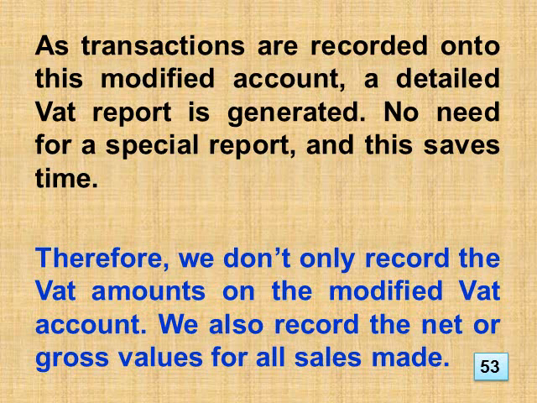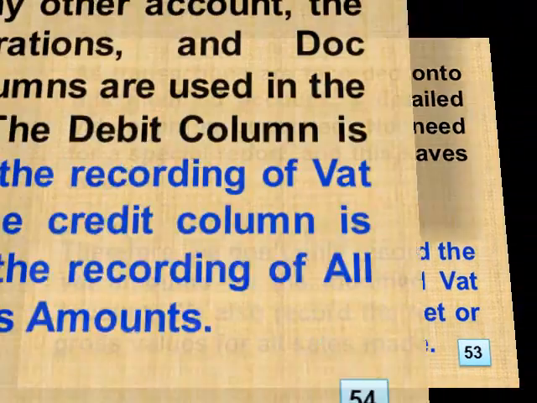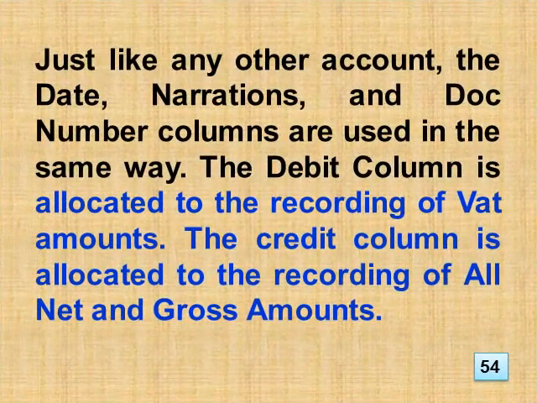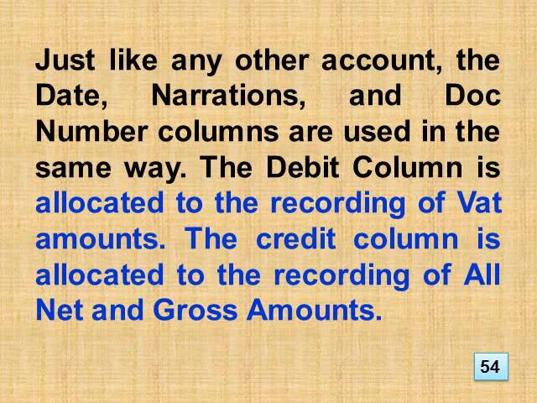Therefore, we not only record the VAT amounts on the modified VAT account, we also record the net or gross values for all sales made. Just like any other account, the date, narrations, and doc number columns are used in the same way. The debit column is allocated to the recording of VAT amounts. The credit column is allocated to the recording of all net and gross amounts.